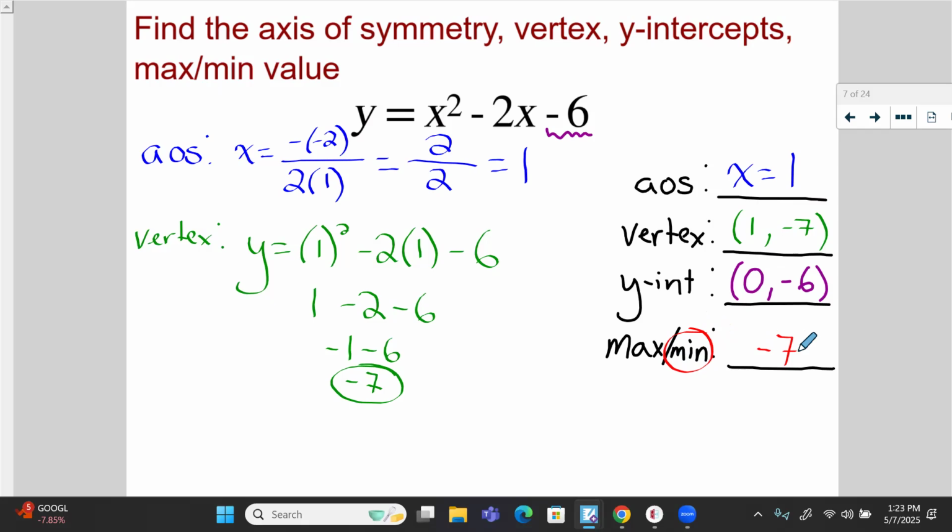So remember, with these, we find our AOS. To find your AOS, x equals the opposite of b all over 2a. To find your vertex, you plug your AOS into the equation to find the y value, so your vertex is the x value from your AOS, and then the y value of your vertex. Your y-intercept is always (0, c). And then your max or min value is always the y value of your vertex. It is a minimum if a is bigger than 0. It's a maximum if a is less than 0.